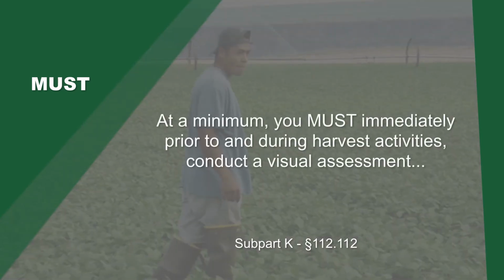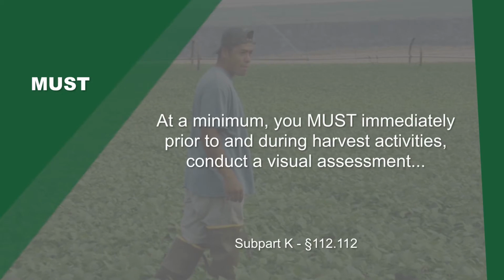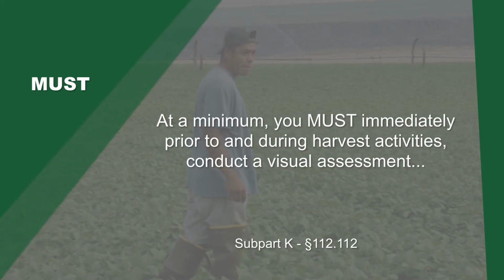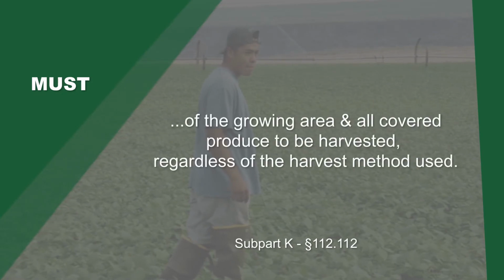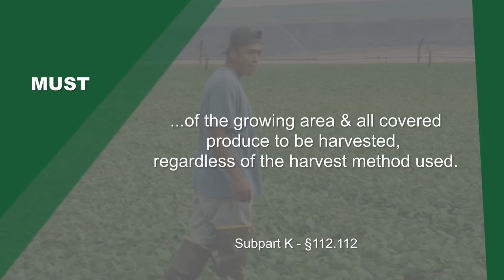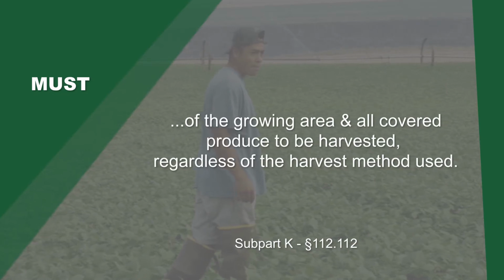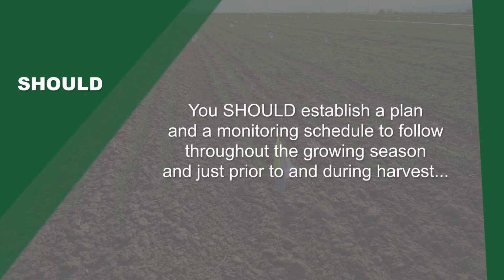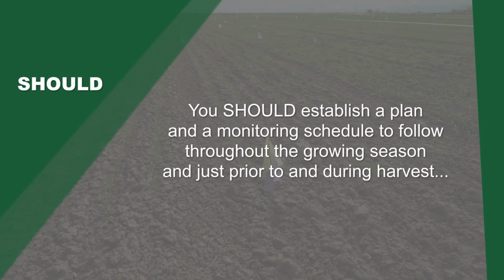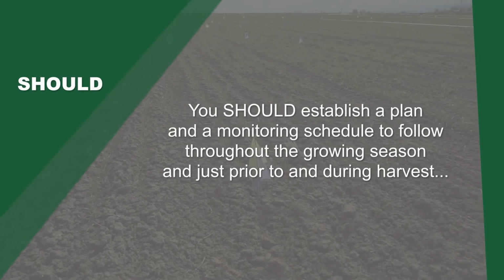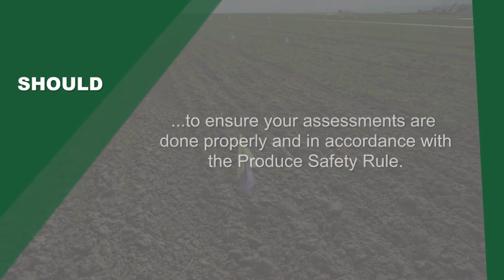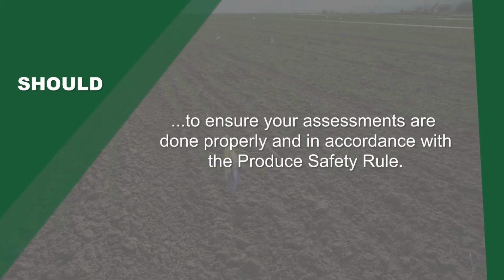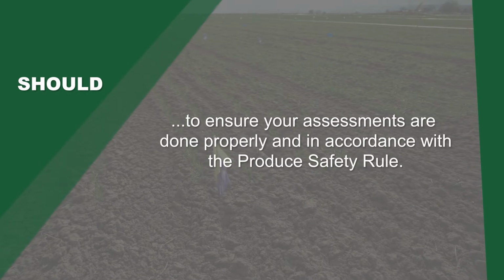At a minimum, you must immediately prior to and during harvest activities conduct a visual assessment of the growing area and all covered produce to be harvested, regardless of the harvest method used. You should establish a plan and a monitoring schedule to follow throughout the growing season and just prior to and during harvest to ensure your assessments are done properly and in accordance with the produce safety rule.